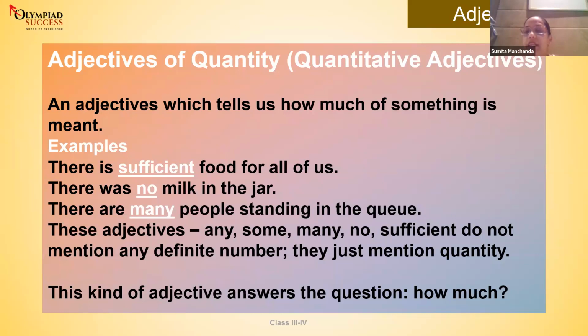Now, see, there are a few more examples given there: any, some, many, no, sufficient. There are many other examples also, like little and all. I have not included those because there are so many examples; we can only come up with a few. Now, remember, children, when we talk about quantity, we go with the question, how much of something is there? Any doubt so far?